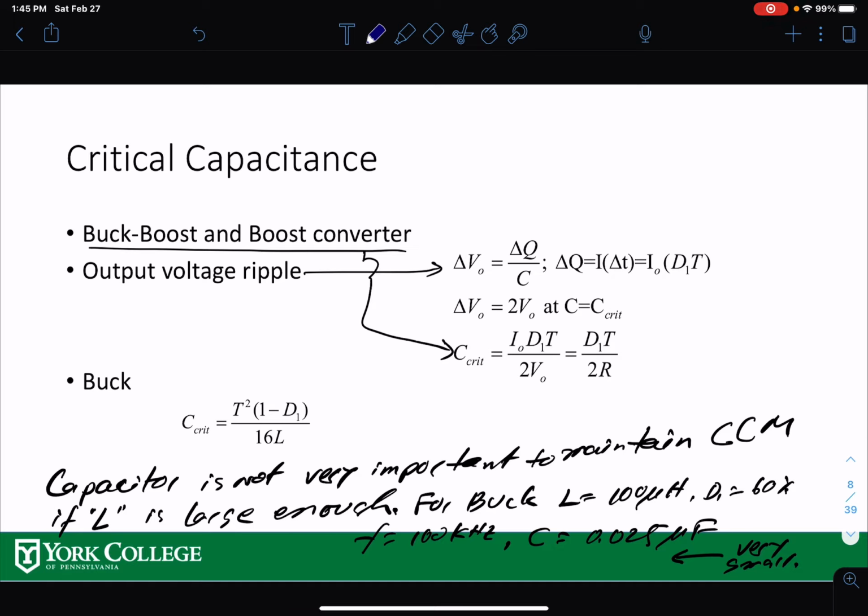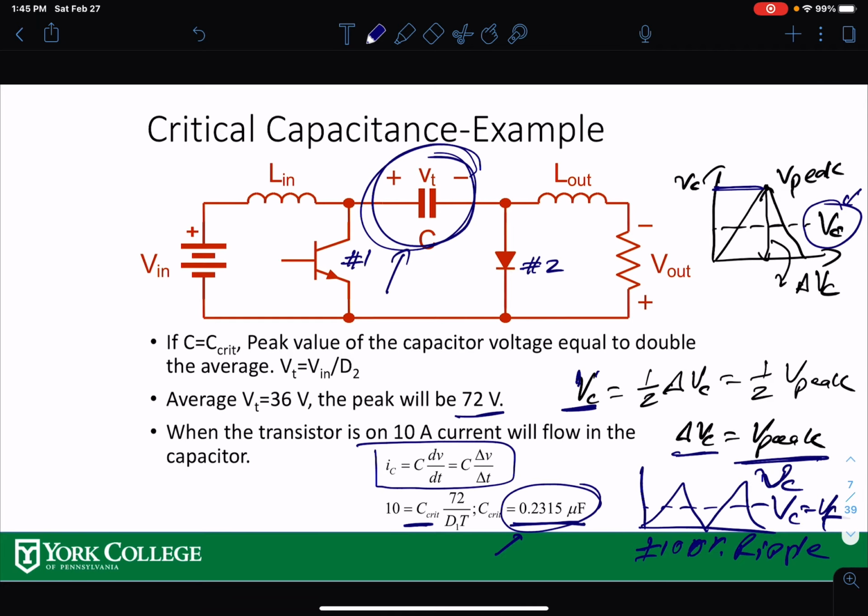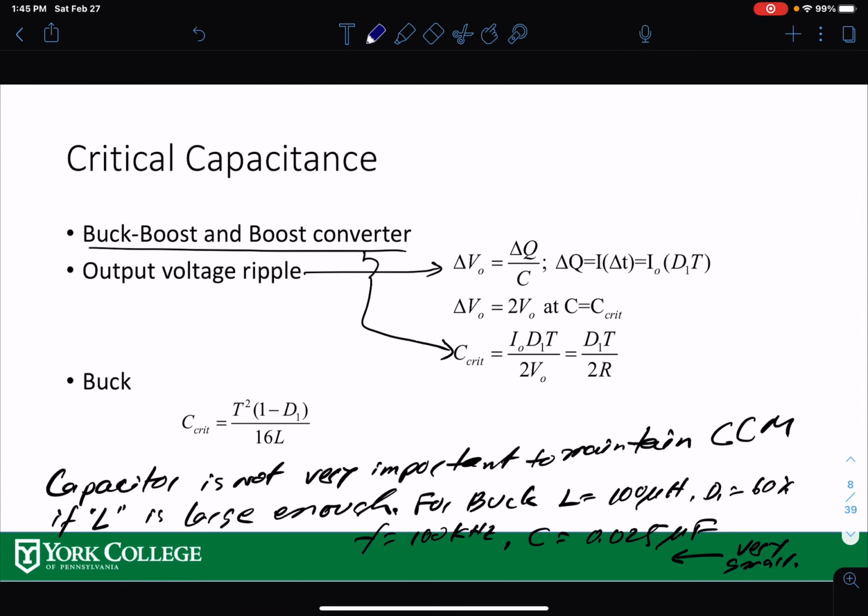So for buck boost, this is the boost buck, right? This is the boost buck. If you go into buck boost or boost converter, they have this equation over here. This is the equation for boost buck, sorry, buck boost and boost converter, and output ripple voltage over here would be calculated by this equation over here. Delta, this equation came from this equation over here.